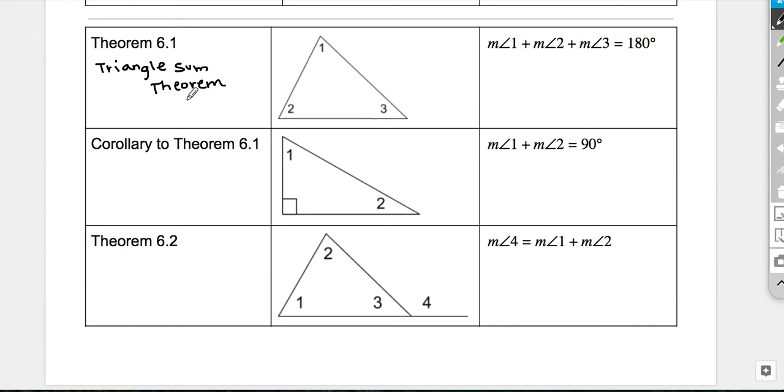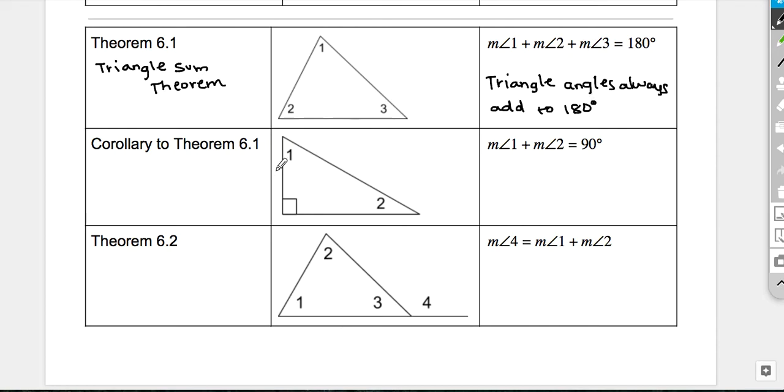And the triangle sum theorem says that in a triangle, if you add the three interior angles up, the sum is always 180. So triangle angles always add to 180 is the gist of that one.